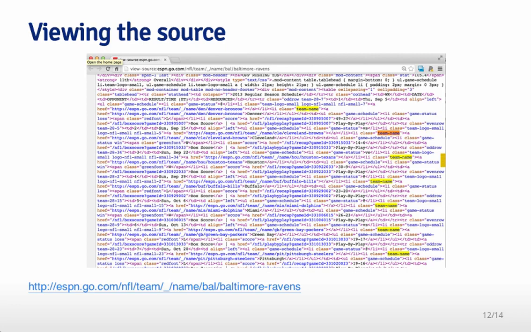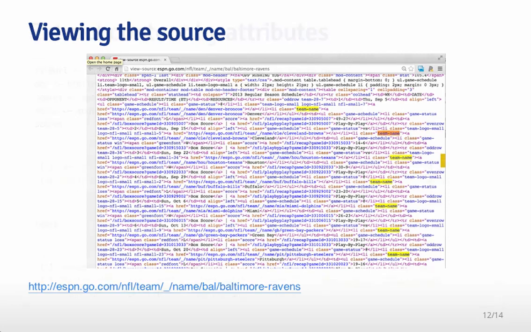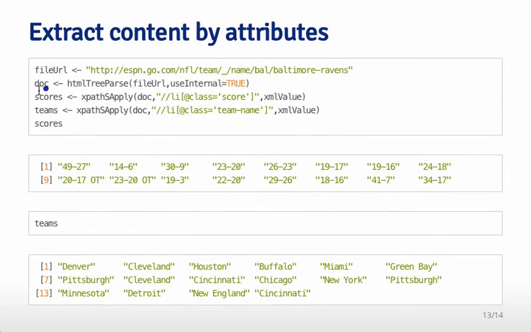So we're going to drill into this website source code and see if we can extract some information. Again, I'm going to pass it the file URL. This is the URL of that website if you go back to the previous page. Since I'm parsing an HTML file instead of an XML file, I'm going to use HTML tree parse instead of XML tree parse. The differences are different enough that you want to use HTML tree parse when you're parsing an HTML file. And then I'm going to pass it the command use internal equals true so that I can get all of the different nodes inside of that file.